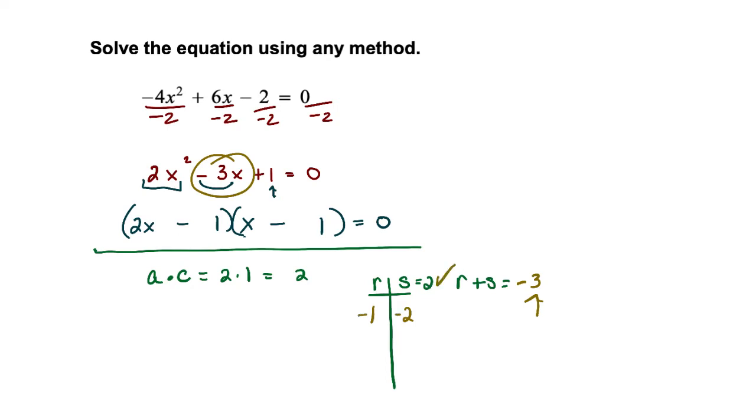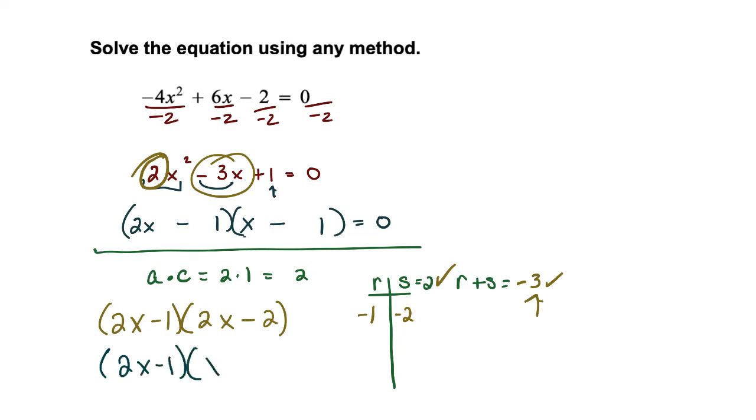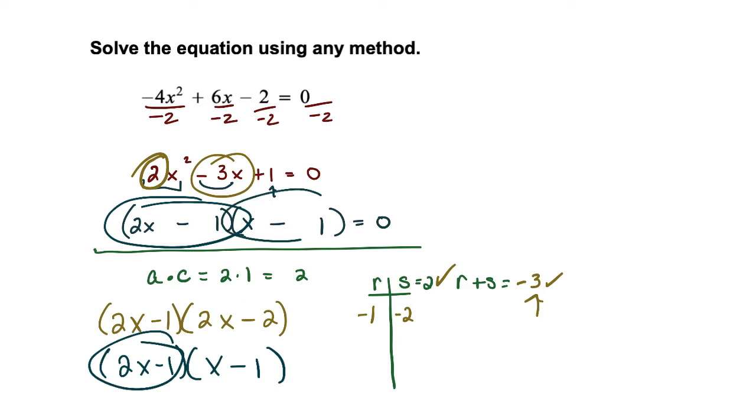So they multiply to 2, they add to negative 3, and then I'd write, because my A is 2 up here, I'd go 2x minus 1, 2x minus 2. Everybody in this factor is divisible by 2, and so it's 2x minus 1 times x minus 1. And you'll see I got the same thing up here, doing it by brute force.